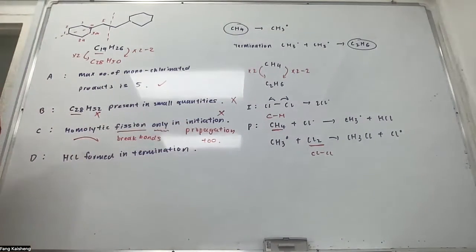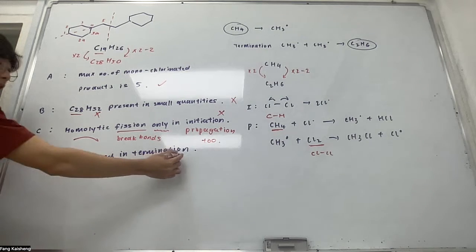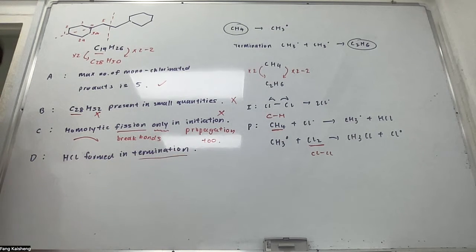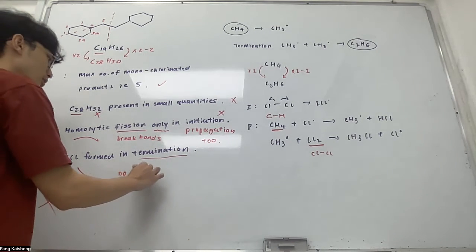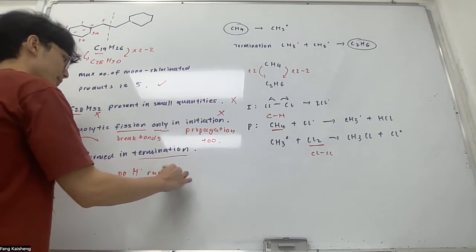Final option: HCl forms in the termination step. Why is it wrong? Exactly. Termination is about combining of radicals. If HCl was formed, it means you had a H radical and a Cl radical. But there's no such thing as a H radical. Go write that down: no H radical.